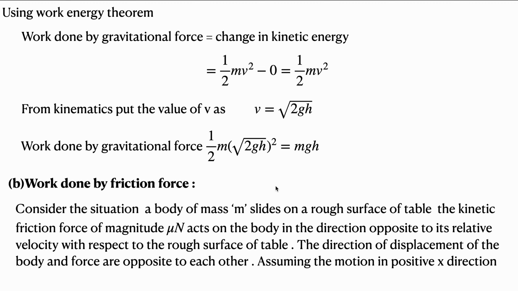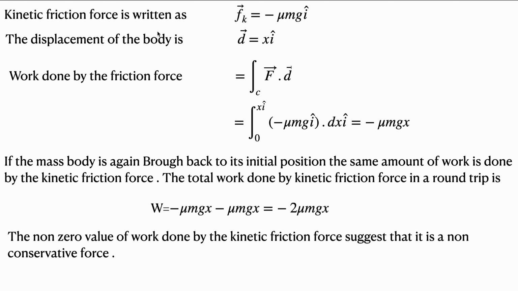So consider the situation: a body of mass m slides on a rough surface of a table. The kinetic friction force of magnitude mu n acts on the body in the direction opposite to its relative velocity with respect to the rough surface of the table. The direction of displacement of the body and the force are opposite to each other. Assuming the motion in positive x direction, the kinetic friction force is written as vector Fk equals minus mu mg i cap, because the frictional force is acting in the opposite direction of motion. The displacement of the body is vector d equals x i cap.